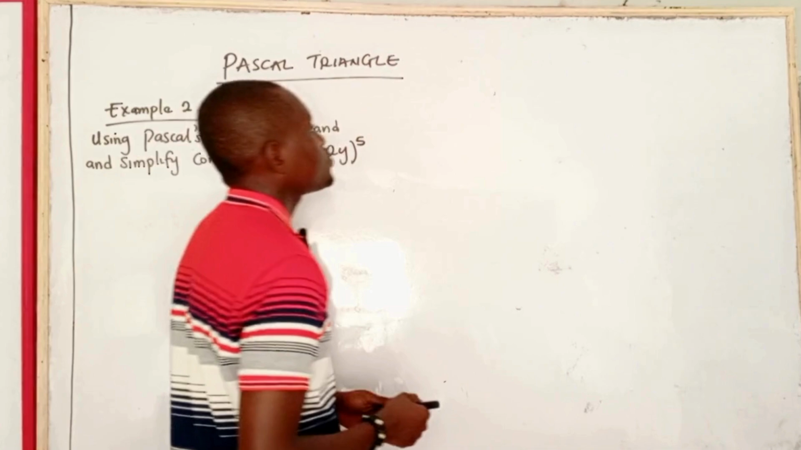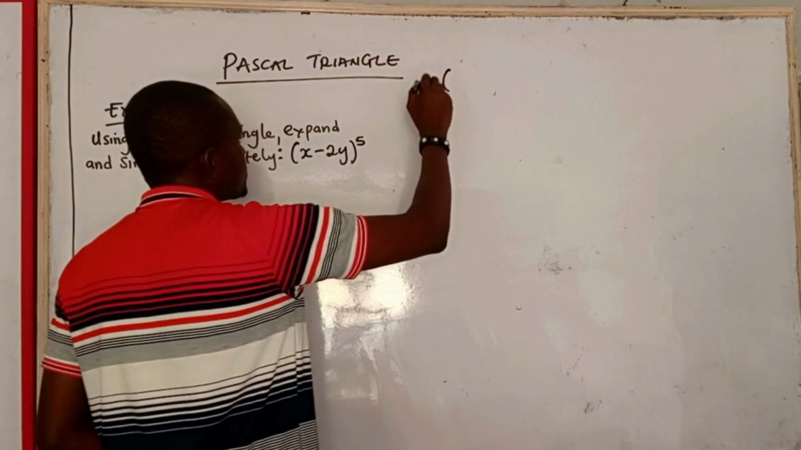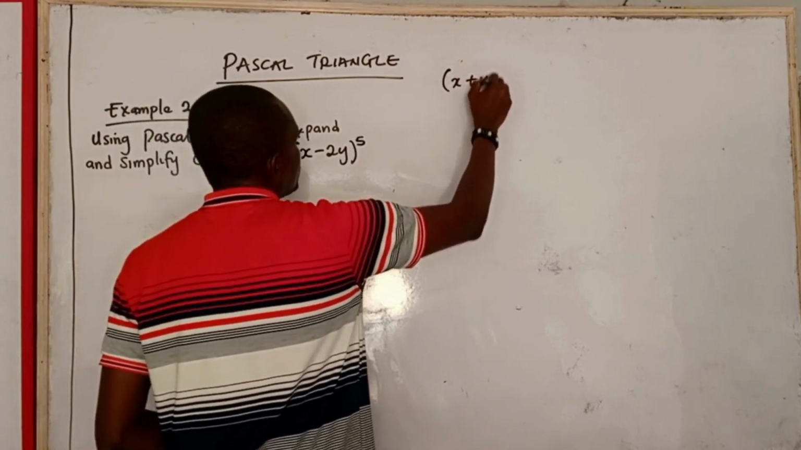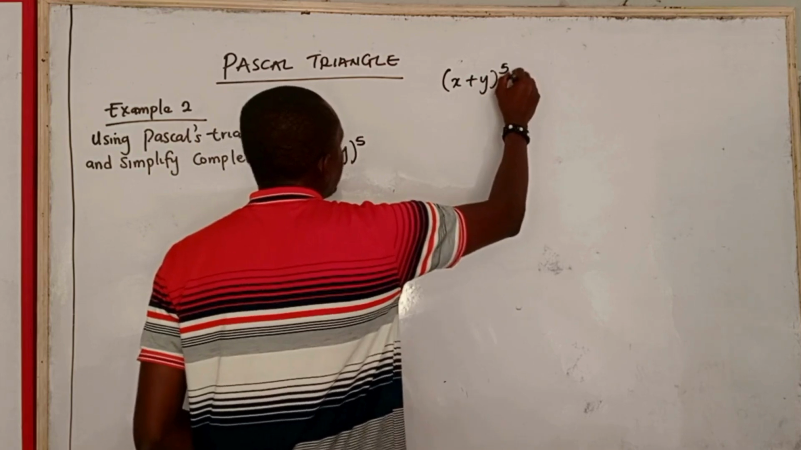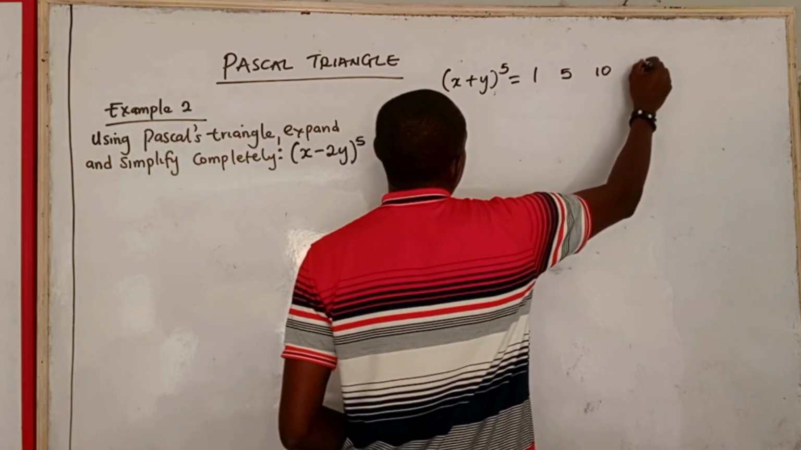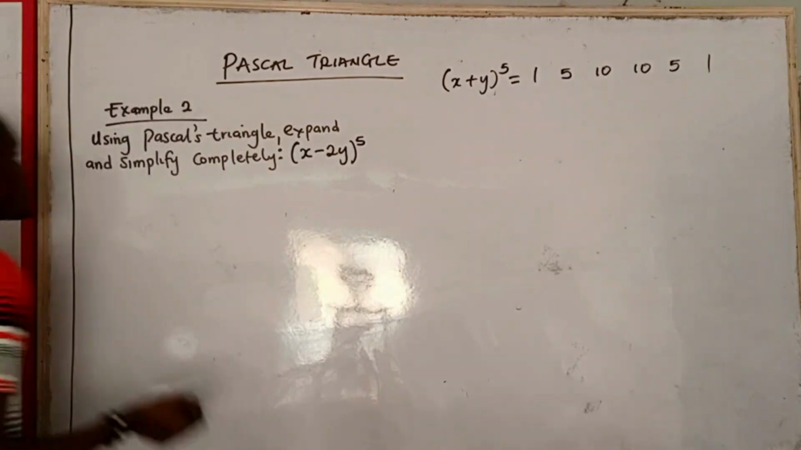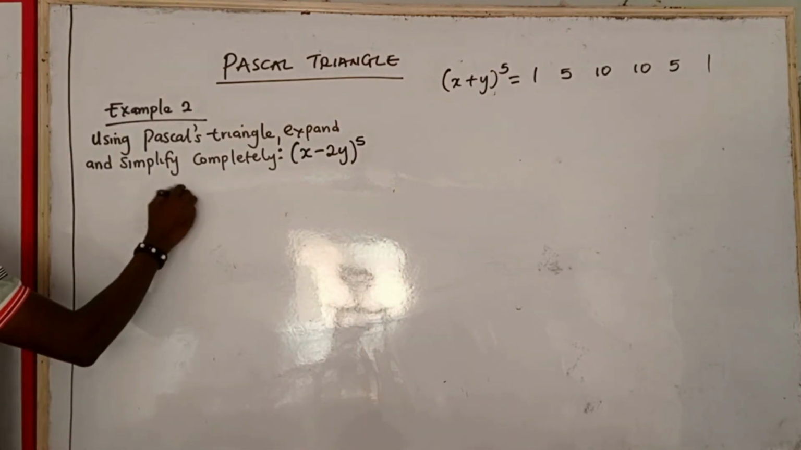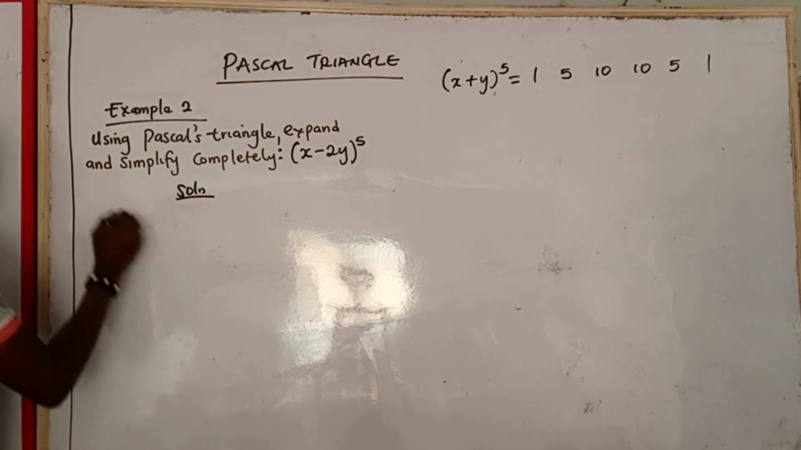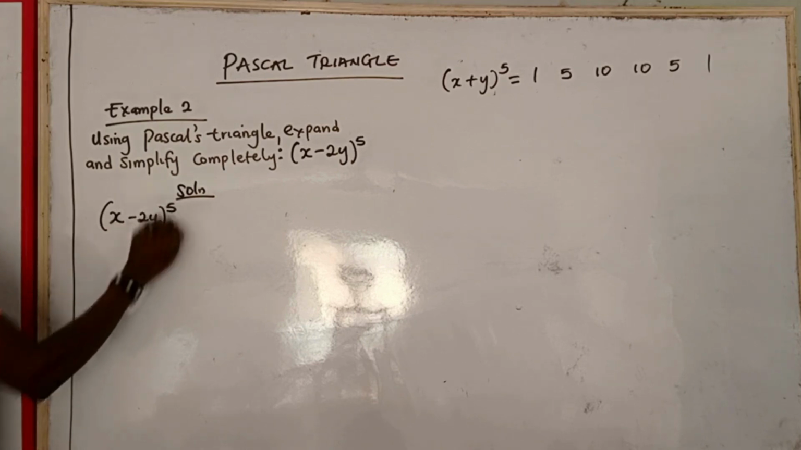From our last video, we discovered, while using the Pascal triangle, that for (x plus y) all raised to the power of 5, the coefficients are 1, 5, 10, 10, 5, and 1. So now let us apply it to our question. We are going to have (x minus 2y) all to the power of 5.